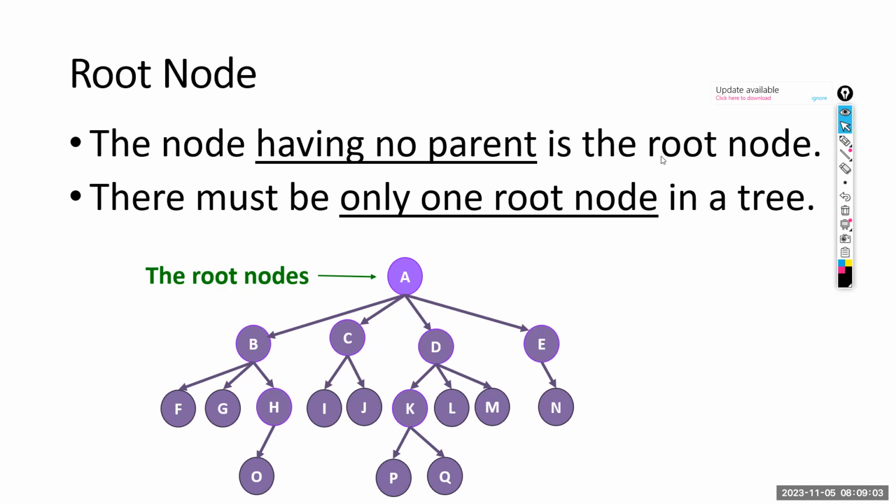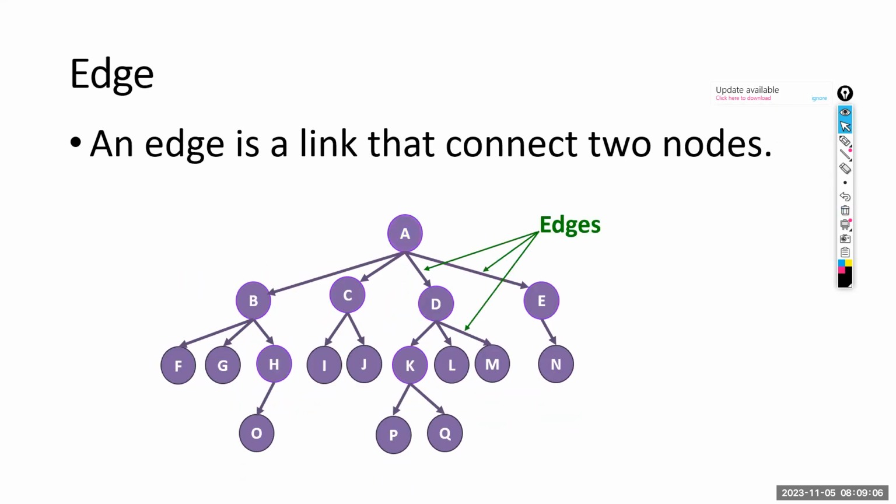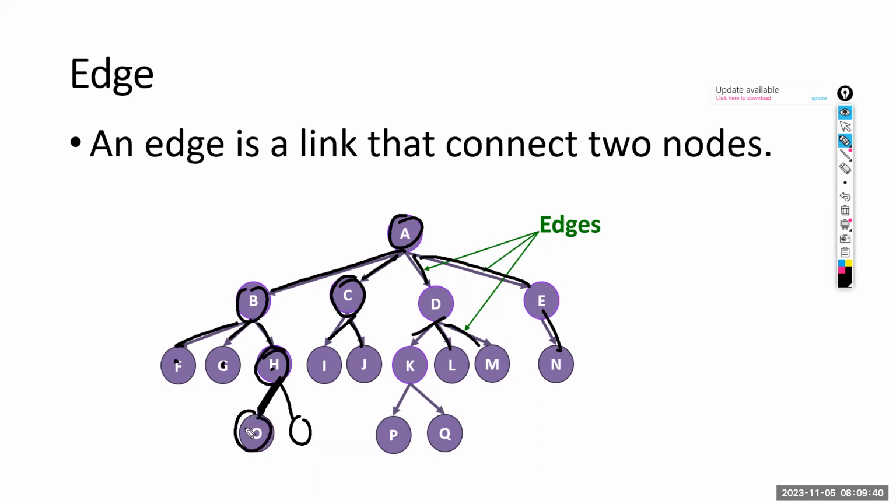Right. So then edges. Those nodes are connected using what is known as edges. So these are all edges. Every node is connected to another node using an edge. Some nodes are connected to multiple nodes as well, but a node can't have multiple parents, though it can have multiple children. So an edge is connecting two nodes. This is one edge, this is another edge.